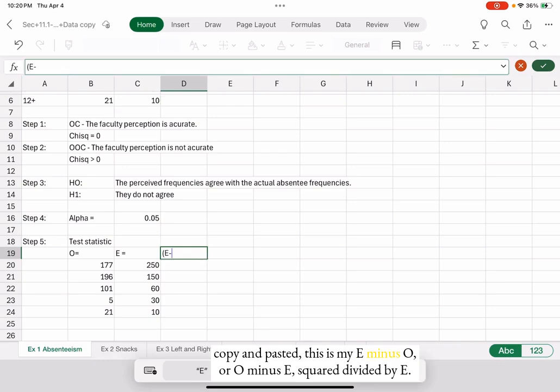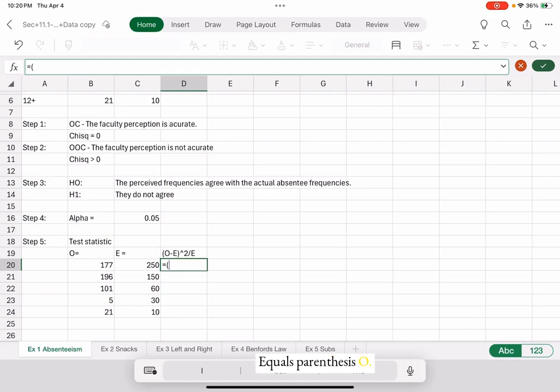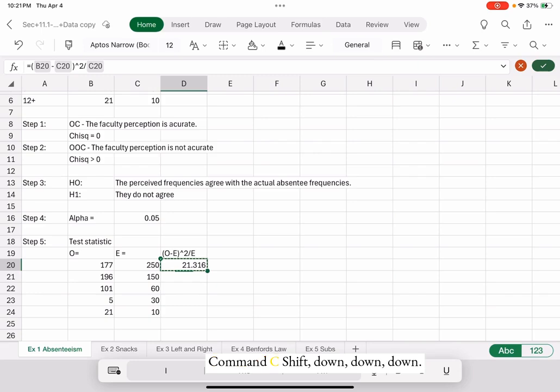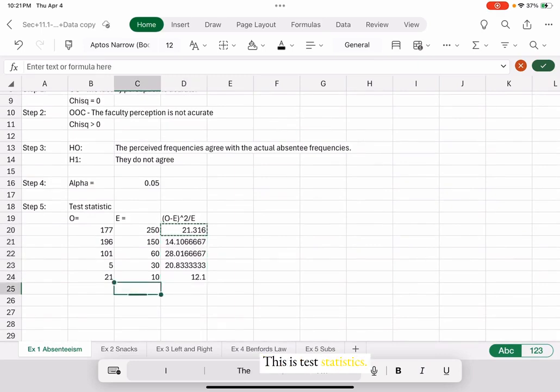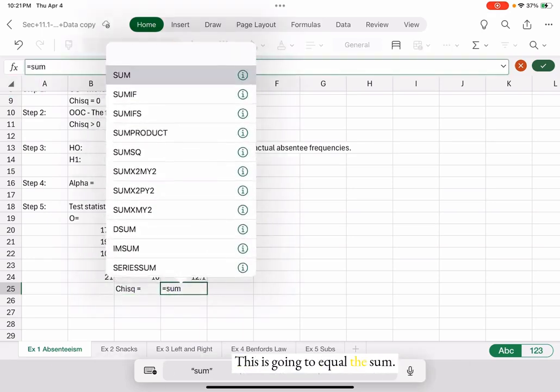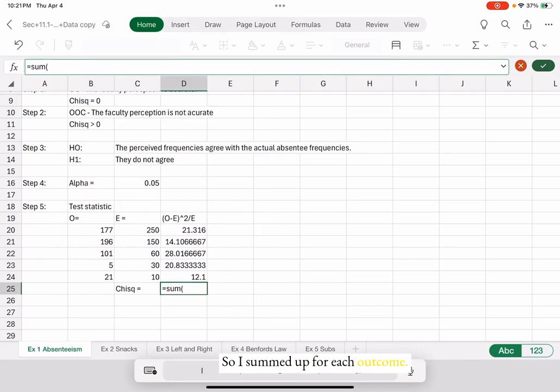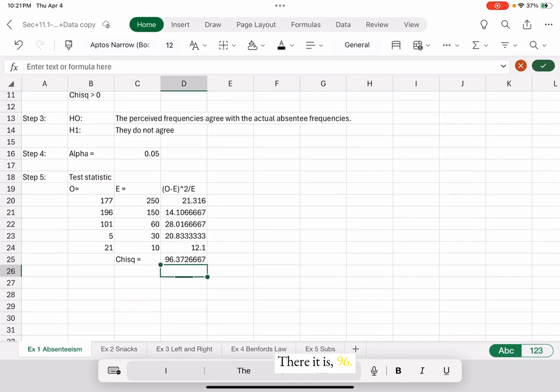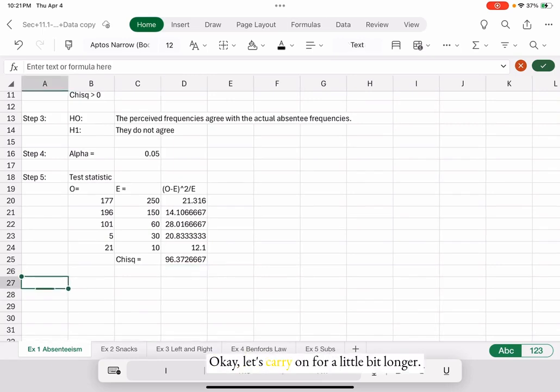This is O minus E squared divided by E, equals parenthesis O minus E, squared, divided by E. Enter. Command C, shift, down, down, down. Command V, paste. And this is the test statistic, so I'm going to say chi-squared equals this, and this is going to equal the sum. So I summed up for each outcome. There it is, 96.37, which is enormous. These are wildly off. Okay, let's carry on for demonstration's sake.